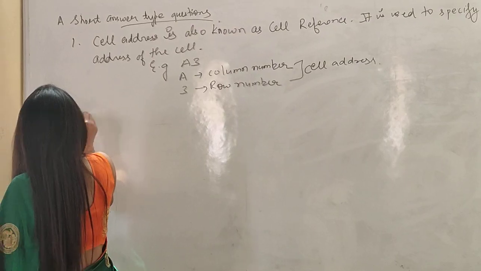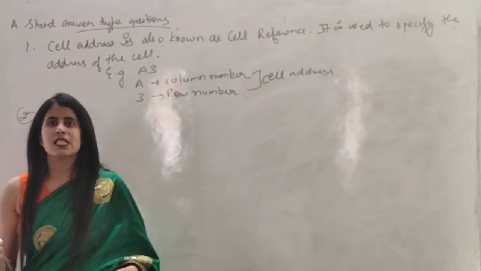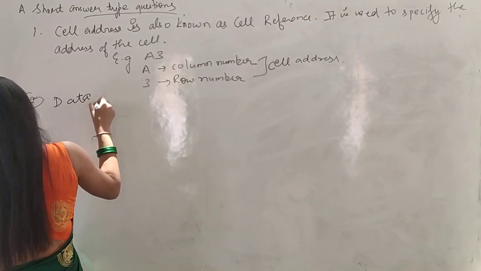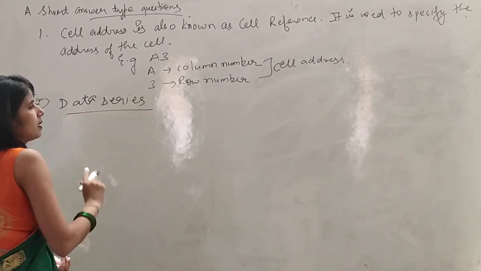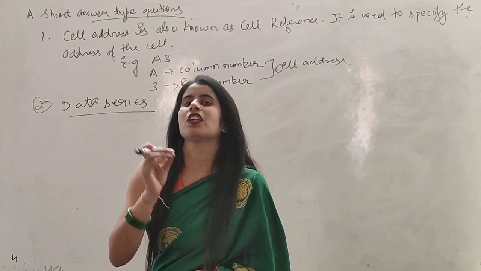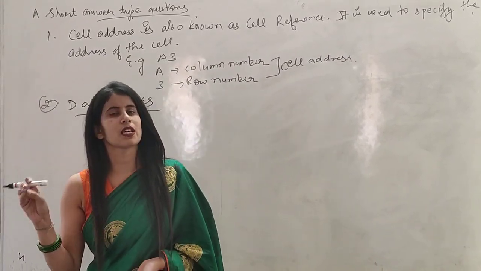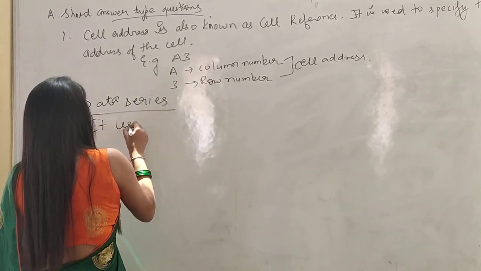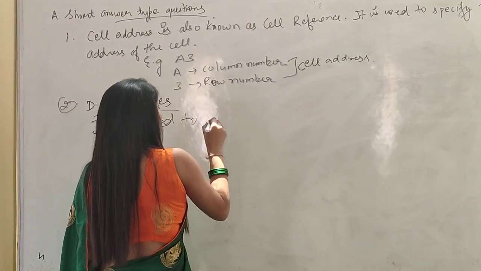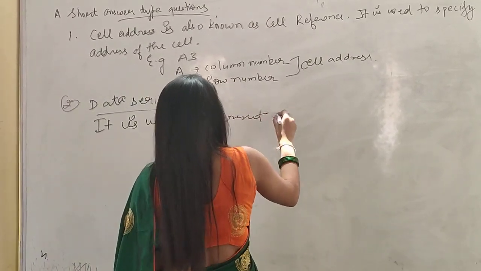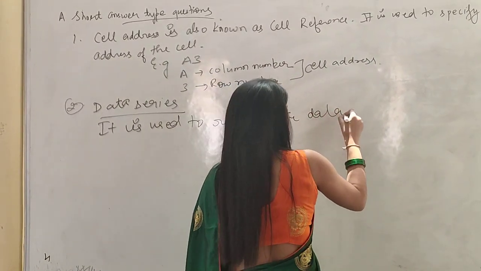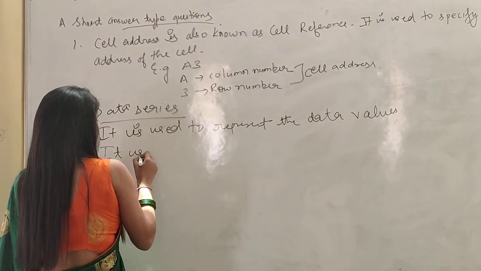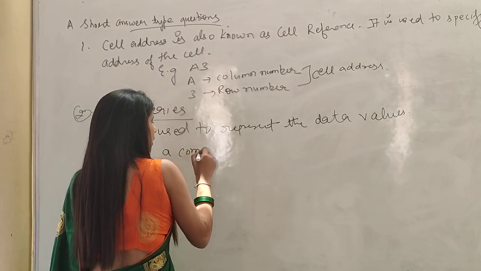Okay. The second one is define the following terms. The first one is data series. It is a component of the chart, and its use is to represent the data values. Whatever the data values are there, we will represent them with the help of a data series. So we will write the answer: it is used to represent the data values. It is a component of the chart.